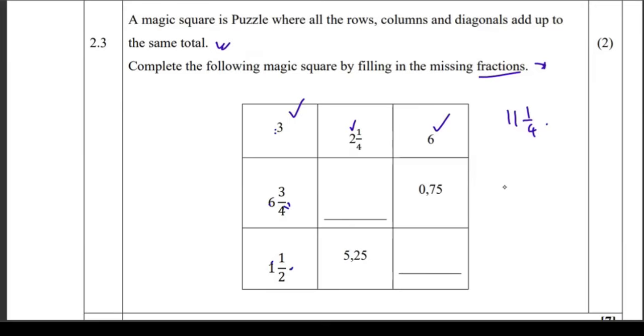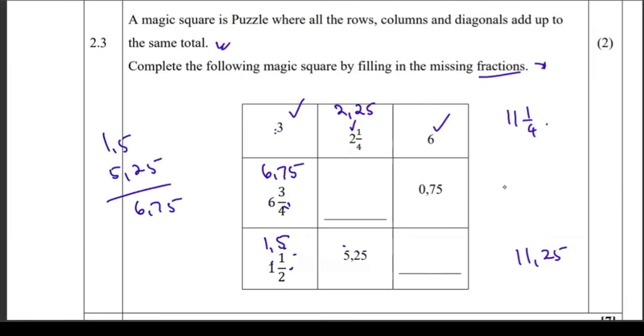Now, the question is, how do we work this out? You can also change these to decimals so that life is easy for you. This will be 6,75. This is 1,5. Then, for us to get 11,25, you just have to add these two and then subtract. So this is 1,5 plus 5,25, which gives us 6,75. So 11,25, we are subtracting the 6,75. What do we get? Saying minus 6,75, that gives us 4,5.